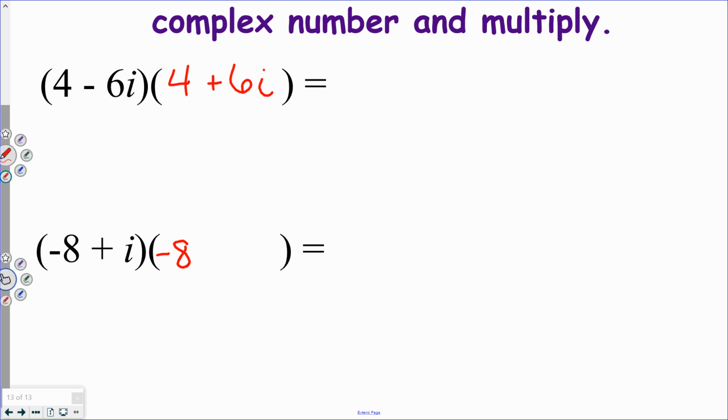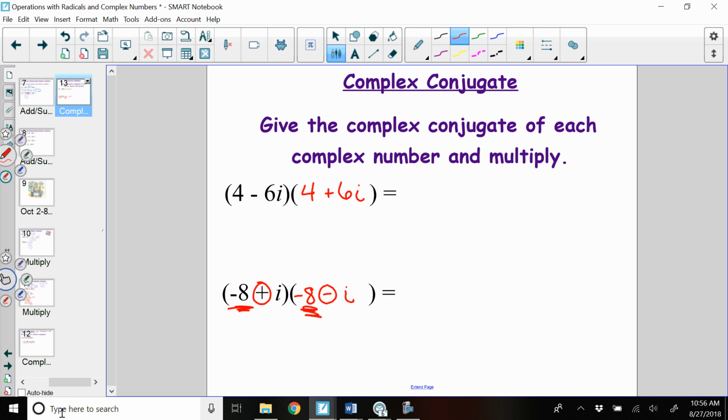It would be negative 8 minus i. Yeah, guys, whatever that first number is, whether it's positive or negative, it stays the same. Okay? The only sign that changes is in between. We ran out of time today. Are we okay? Questions?